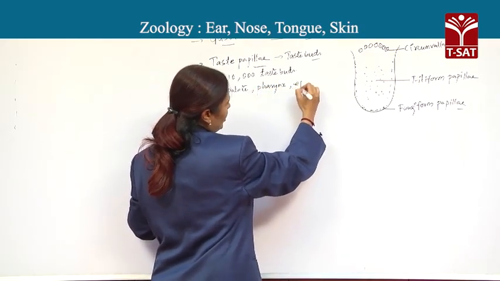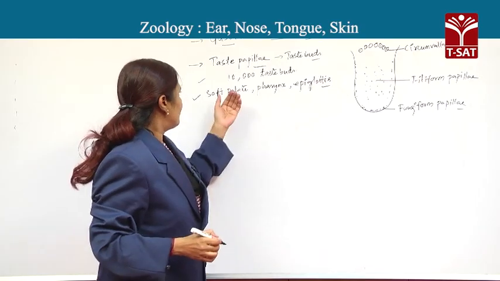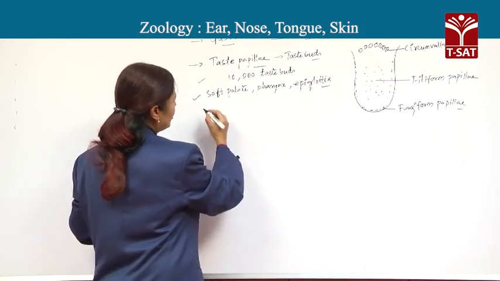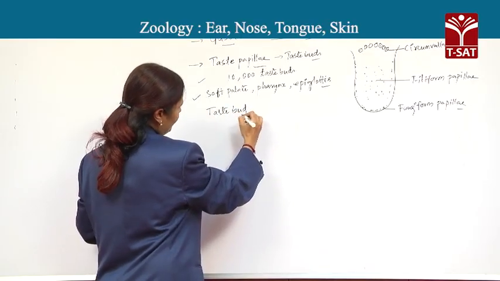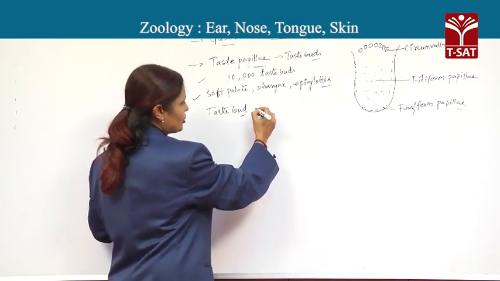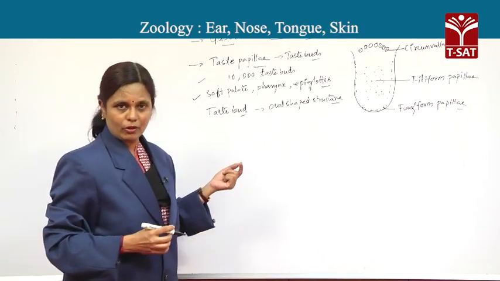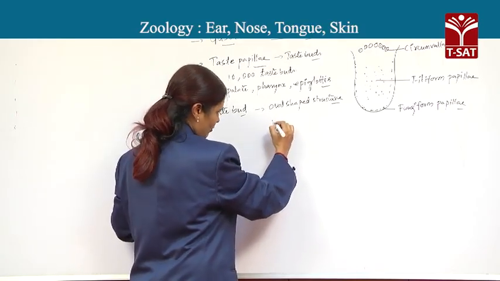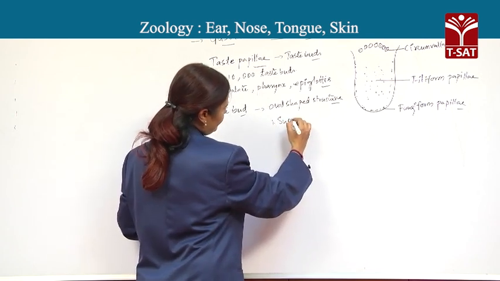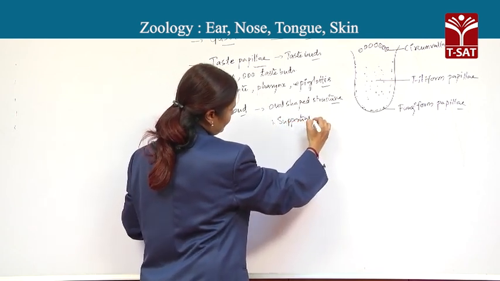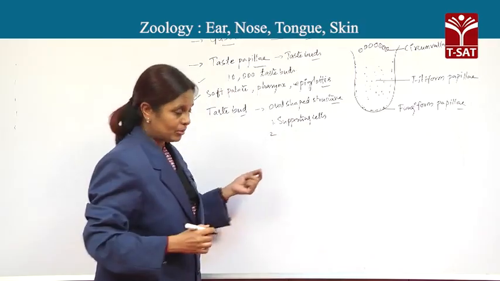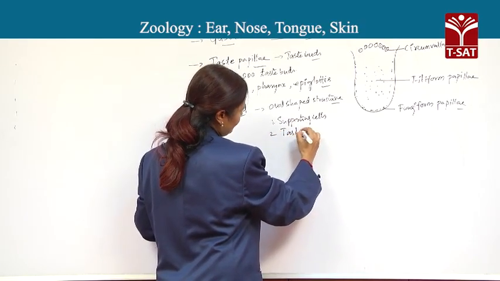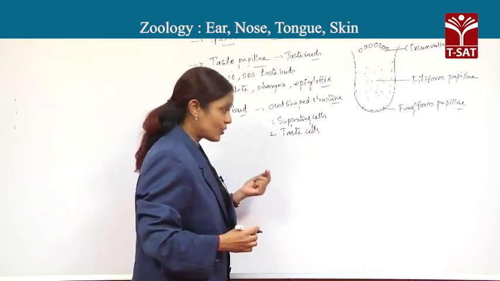and also the epiglottis. Now, when you look at the structure of a taste bud, it is an oval shaped structure. Each taste bud is an oval shaped structure, and it is made of 2 different types of cells. So, what are those cells? Number 1, supporting cells, and number 2, taste cells, that is sensory cells.